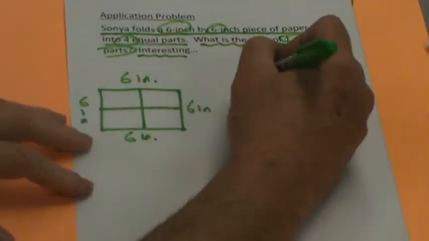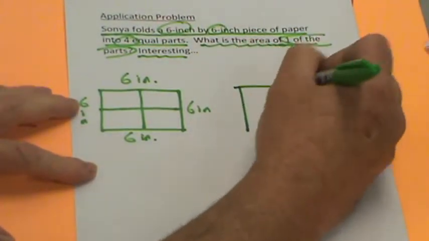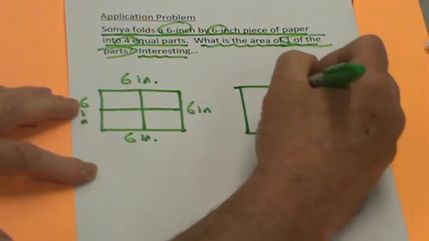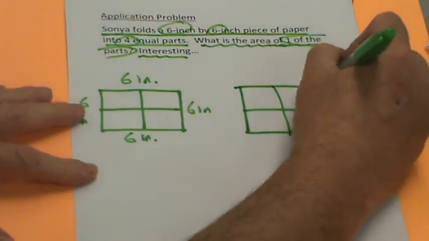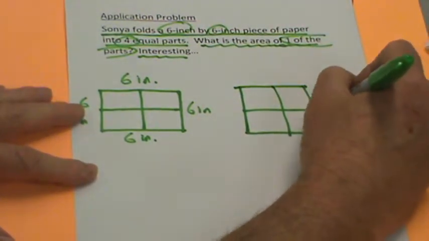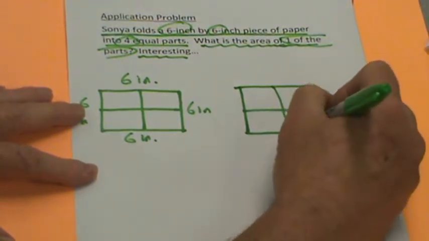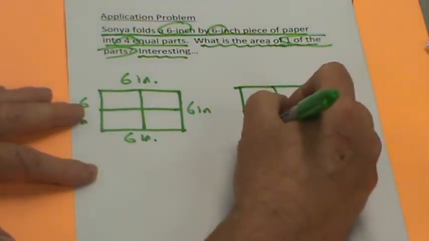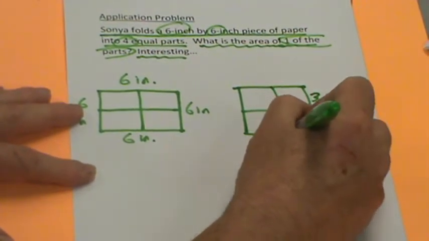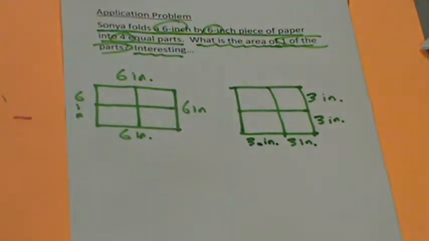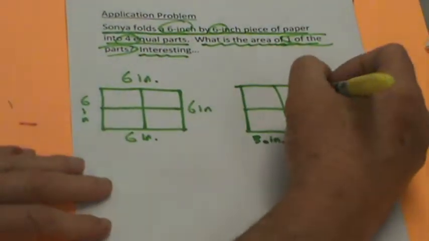All right, so now that we folded it in half, though, let's relabel it. And they're all the same length, 6 inches, right? So what's half of 6? It's 3 inches, right? So let's put 3 inches, 3 inches, 3 inches, and 3 inches. So we're just looking for the area of one of these parts. So all we want to do is find one of these parts, okay?